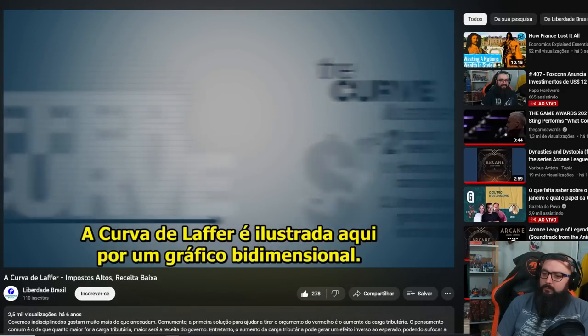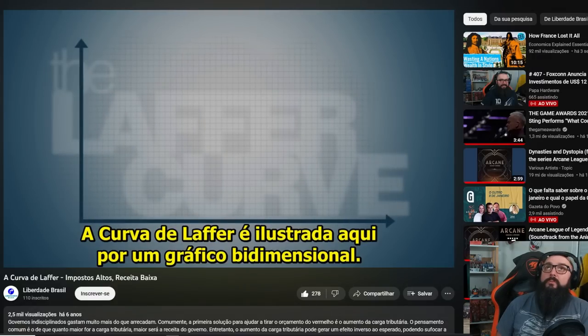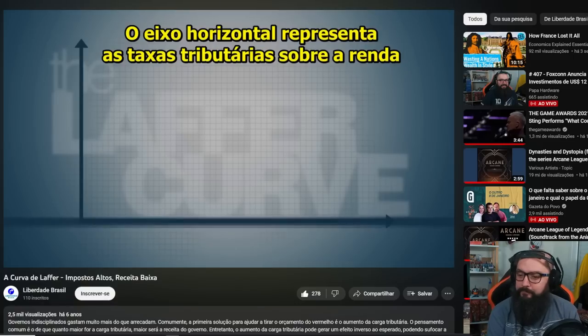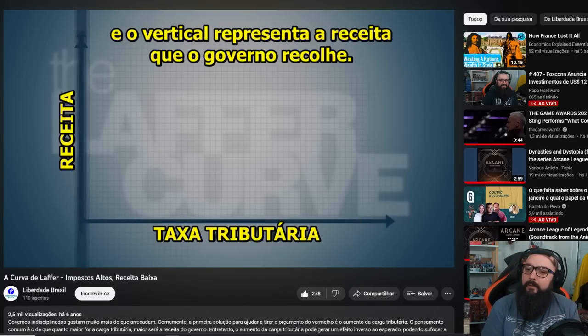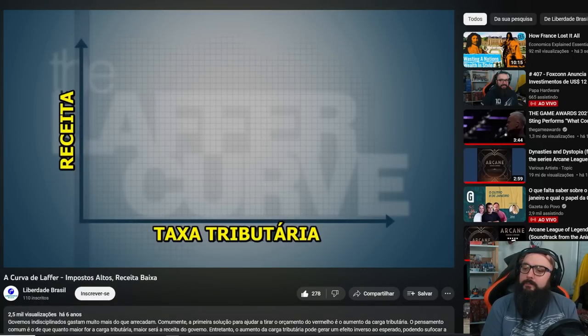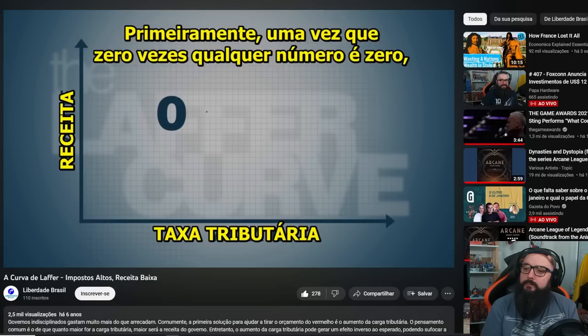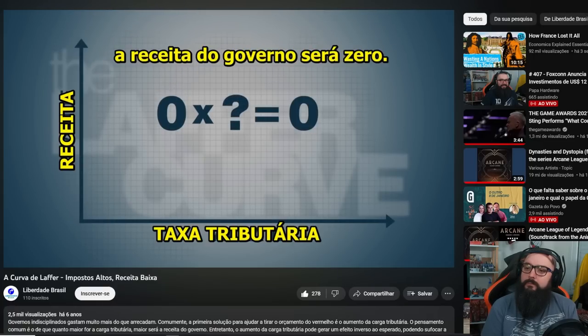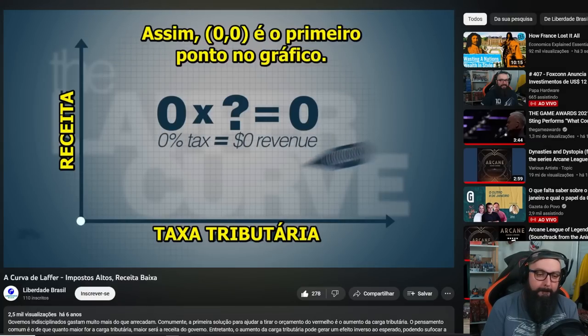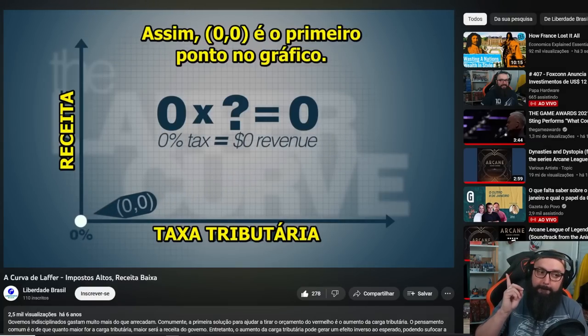The Laffer curve is illustrated here by a two-dimensional graph. The horizontal line is the tax rate that the government chooses, and the vertical line is the revenue that the government receives from that tax rate. First, because zero times any number is zero, if the tax rate is zero, then the government receives zero revenue. Accordingly, 0, 0 is our first point on the curve.